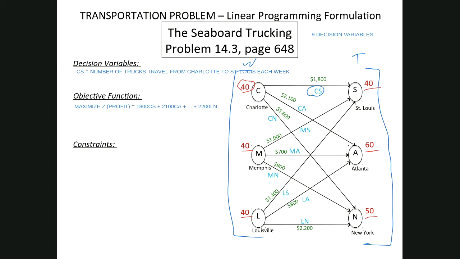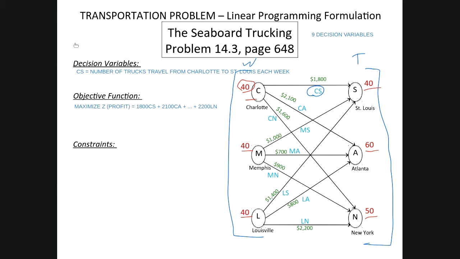And so again, I want you to see the relationship. How many constraints are there? If you look, there'd be 1, 2, 3, 4, 5, 6 constraints. There's one constraint for each one of these locations. There's 3 warehouses and 3 terminals, and so there's 6 constraints.